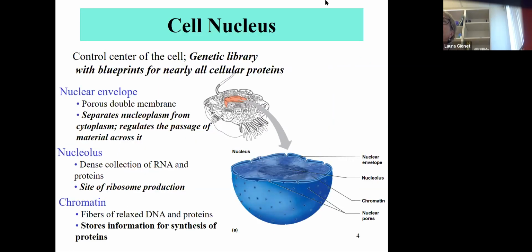The cell nucleus is the control center of the cell. It's a genetic library with blueprints for nearly all your cellular proteins. This is where our chromosomes are, which is where our DNA is. When we covered nucleic acids in the chemistry unit, we said DNA and RNA are the genetic material of the cell. It's the recipe book and individual recipes for all the different proteins needed within the cell. The chromosomes all stay in the nucleus, except when the cell is going to replicate itself, which we're going to talk about at the end of this chapter.